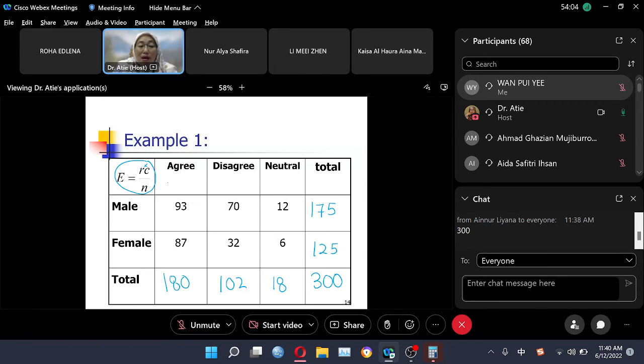What does R mean? Let's say I would like to calculate for this cell, this 93. So I want to calculate E for row 1, column 1, E11. Which one is my R? It is 175, this number right here. Times C, the total of the column, so 180. Divide by N, and N is 300.